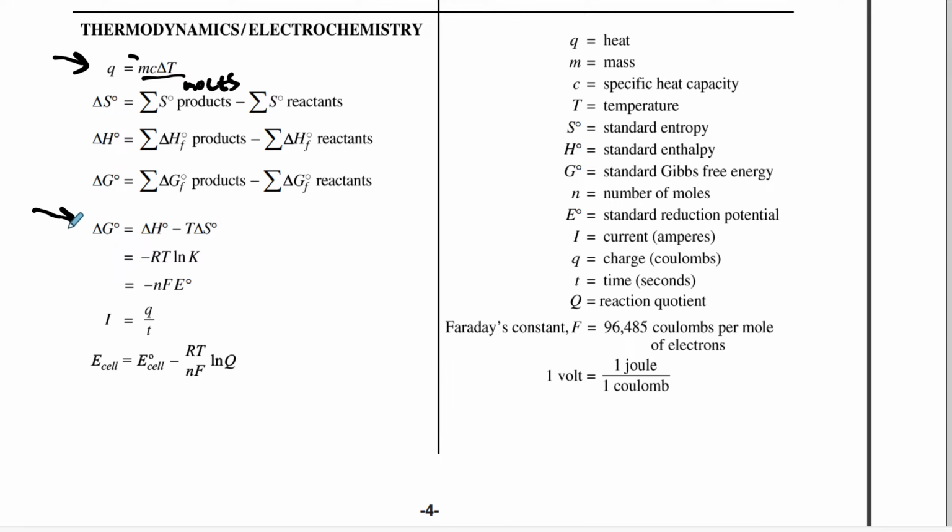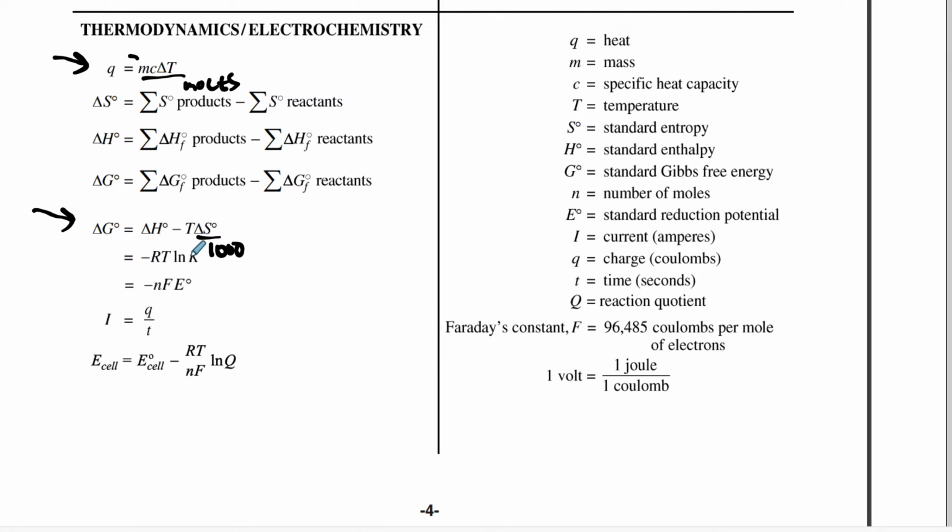Next thing, we're going to come over to the Gibbs free energy equation. Delta G is equal to delta H minus T delta S. Remember, the key thing here is you have to divide by 1,000. S has to be in kilojoules in order to properly calculate delta G.